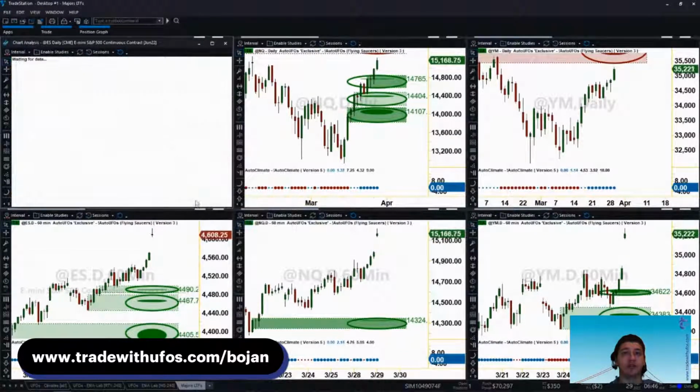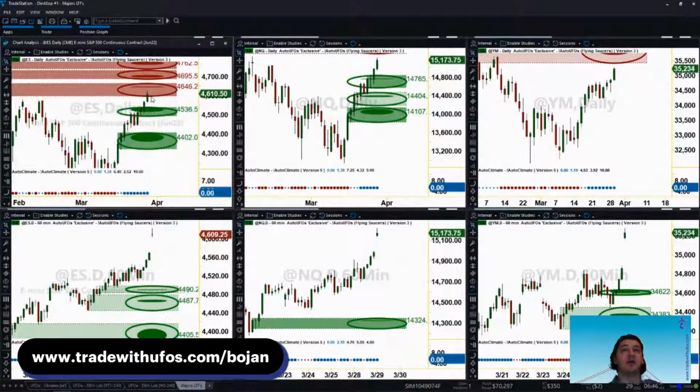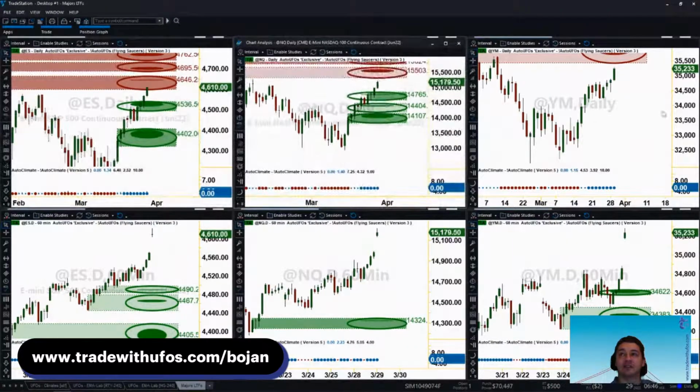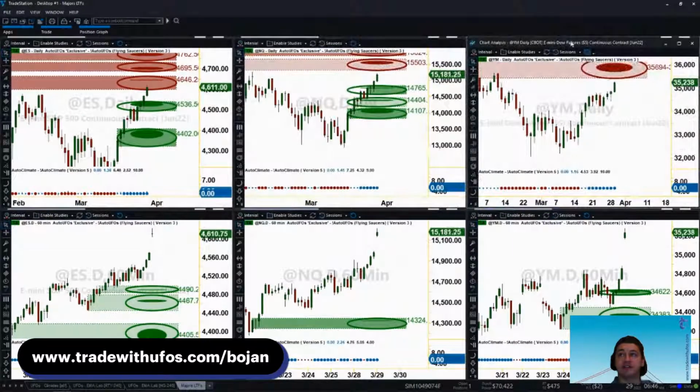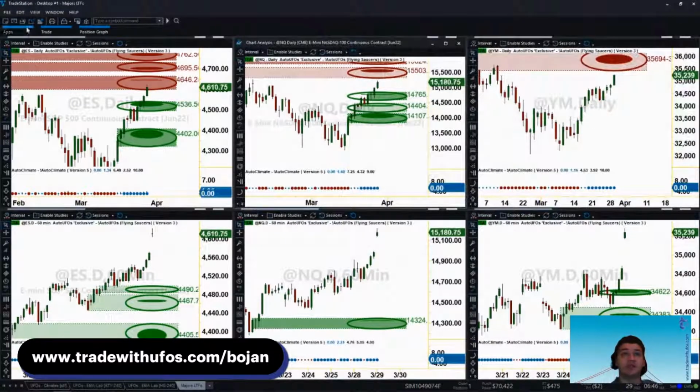So maybe don't go in on an overextended hopeful climate when we're hitting a daily sell UFO, and it looks like it's going to be an across the board type of thing. As you see, the YM, the NQ, and the ES are going to hit it at the same time. Though I do remember that I set up the Russell on here as well. Yet it's not here. I must have not saved the workspace.